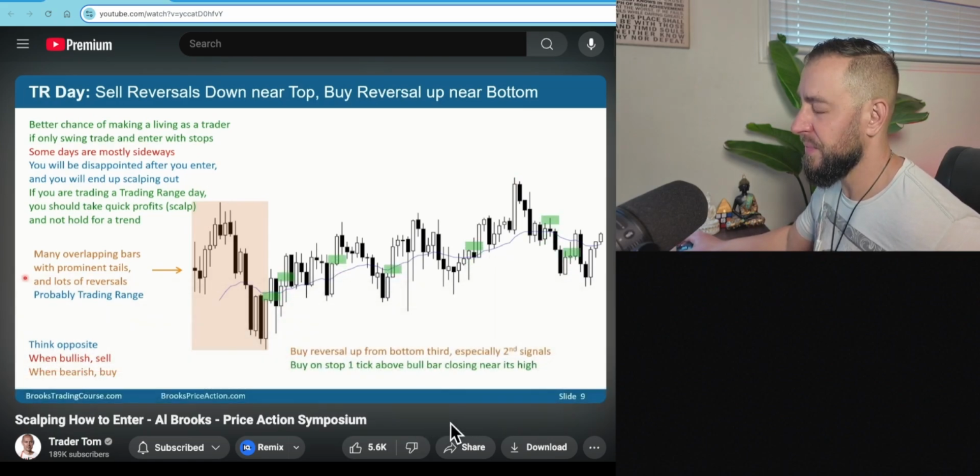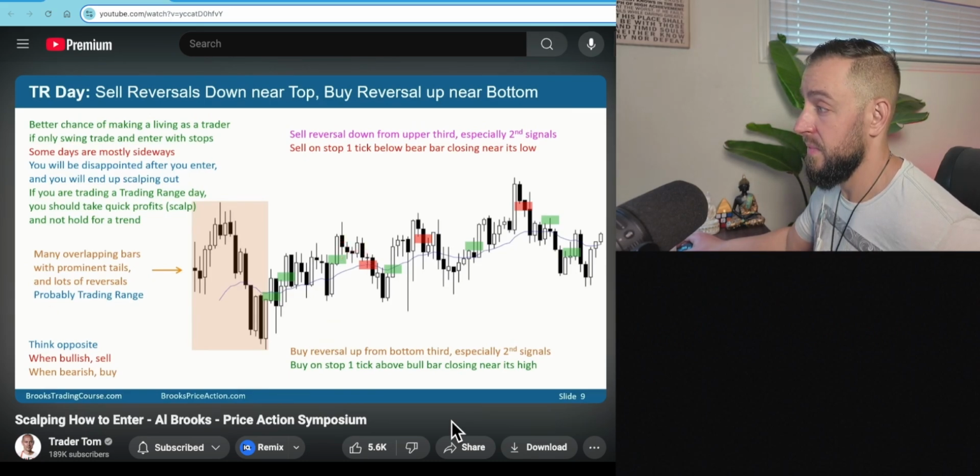When you're trading in a trading range, you're looking to buy a reversal up in the bottom third, especially if there's a second signal. Here's the first reversal, and here's the second signal. You buy it on a stop, 1 tick above a bar closing near its high. That's what a stop entry trader will do in a trading range day. And bears will do the opposite. They're looking to sell a reversal down in the upper third of the range, preferably below a bar closing near its low. And a second consecutive signal is a higher probability trade. First reversal, second signal here. And they're taking quick profits.